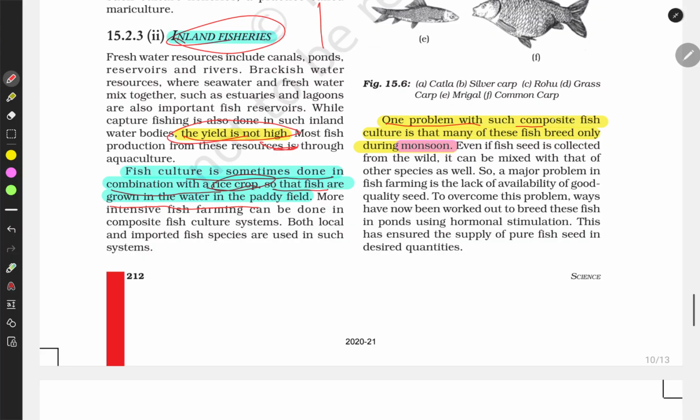One problem with such composite fish culture is that many of these fish breed only during the monsoons. So most of the fishes only breed during the monsoons.